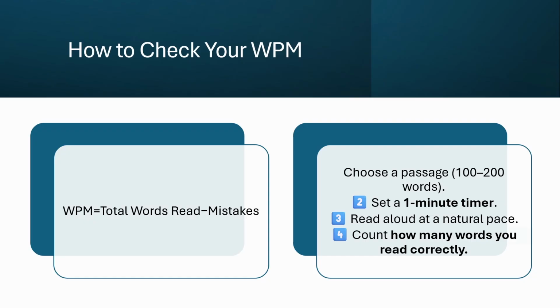To calculate your WPM is really quick. It is the total words read minus mistakes. So let's say you choose a passage with 100 to 200 words, you set a timer, and the child reads aloud at a natural pace, and you just count how many words they read correctly, and that's it.